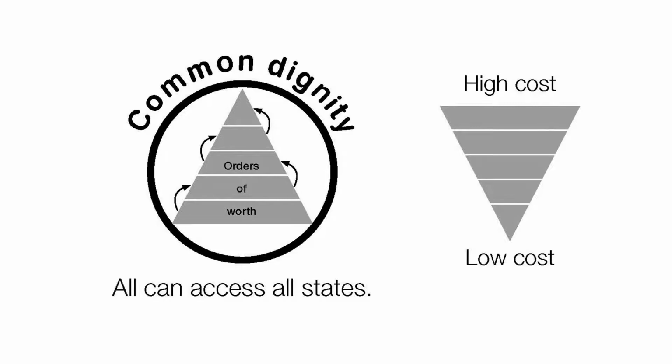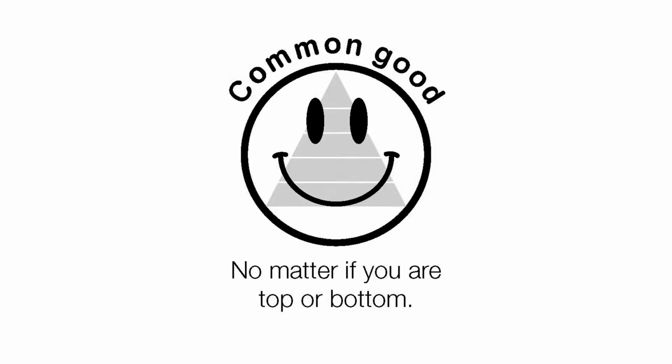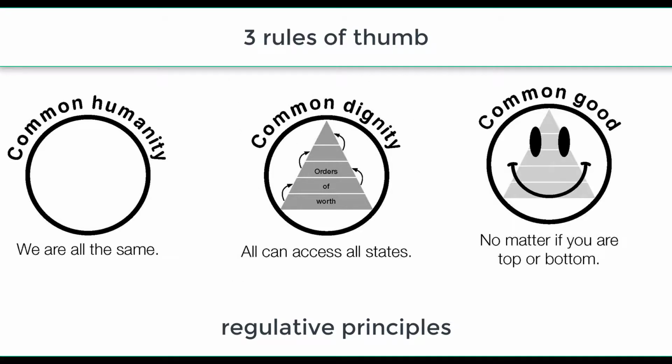Even though everyone's included, everyone must be able to access all the states, even though some tend to reach higher states than others. And thirdly, even though some don't reach the higher states, it's good for all of us in terms of the fact that the principle works for everyone, not just some. So that gave us three rules of thumb. What I'd like to do now is embody those rules of thumb in concrete examples. So we're going to look at three regulative principles, and we're going to try and see how they work with common humanity, common dignity, and common good.